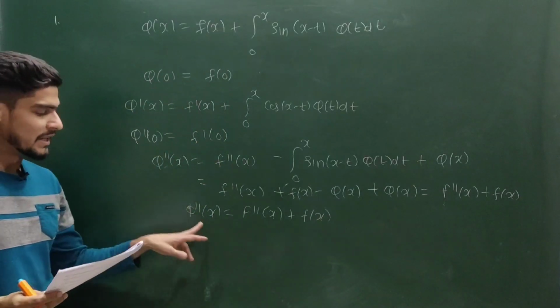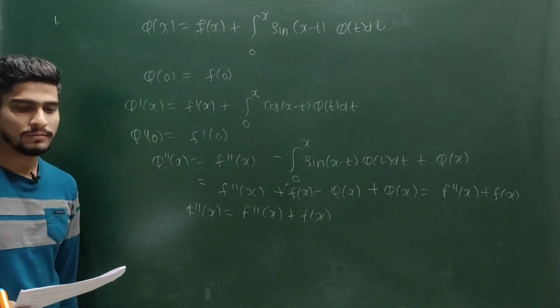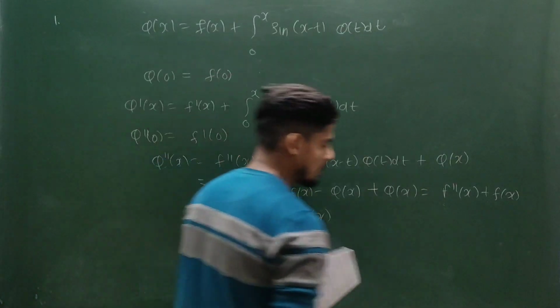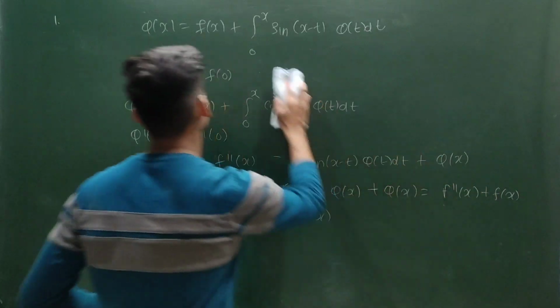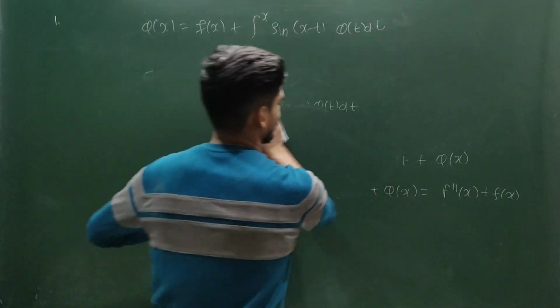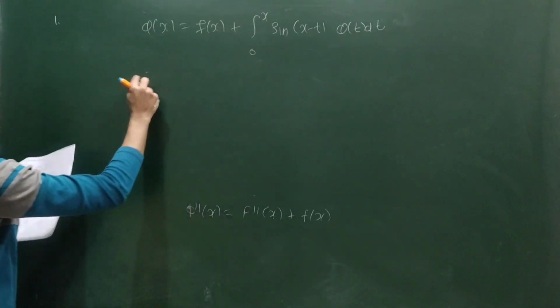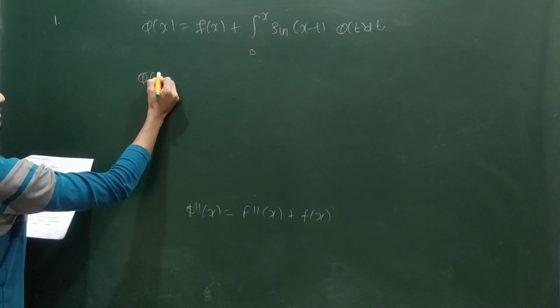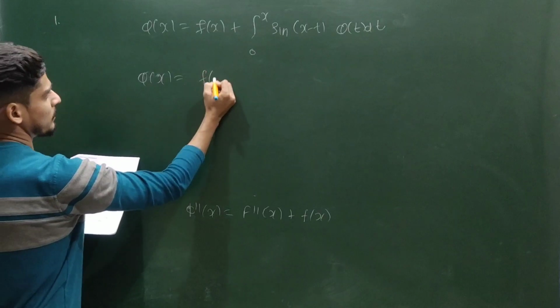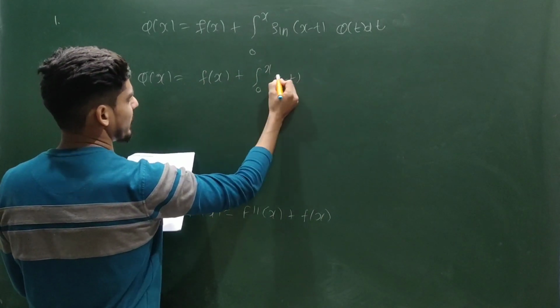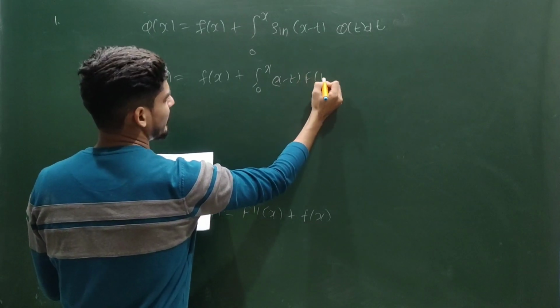Now this similar procedure can you do in every option? If you do it in the first option, you will get the answer. Okay, let us see how. I am removing this part. So this I got from this equation. Now if I see option A, my phi x will be f x plus integral 0 to x of x minus t f t dt.